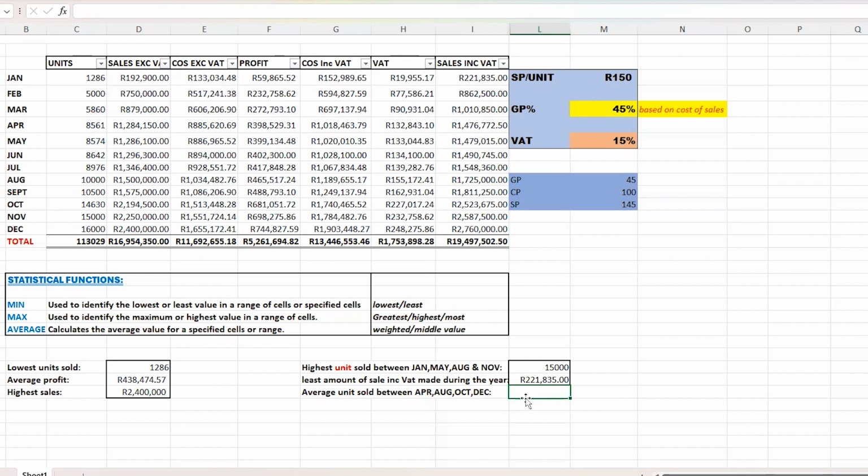Okay, this is just us playing around to make sure you understand statistical functions, right? So we're going to say equals to average, open brackets. I want April. First of all, the unit. So I go under column C where I see my units. Then I start from April. All right. So I select the unit under April, comma, unit under August, comma, unit under October, comma, and finally December. And then close my bracket.